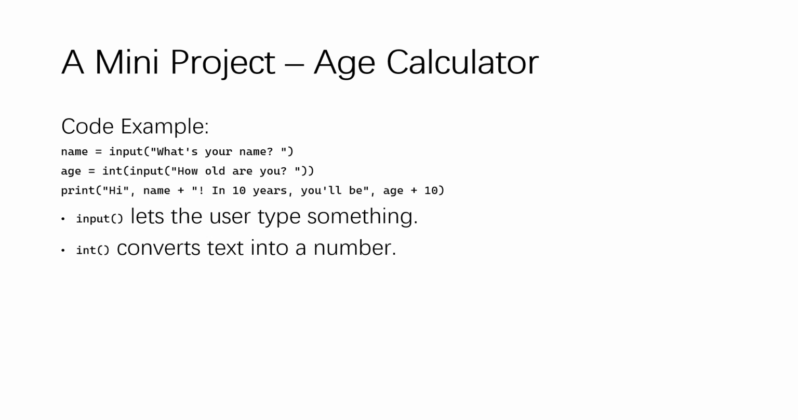This program is an age calculator, which takes the input of the user's name and age and converts the user's age to an integer. Then it displays the message to the screen. The built-in input function lets the user type something. The built-in int function tries to convert anything inside of its parentheses to an integer. But one problem about this is that if you enter anything that is not an integer inside of its parentheses, it will raise a value error.